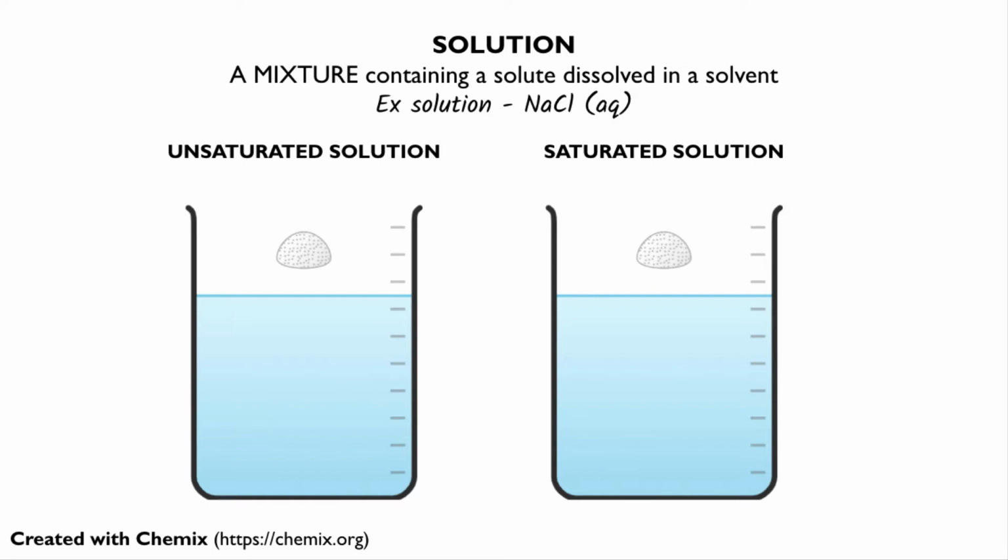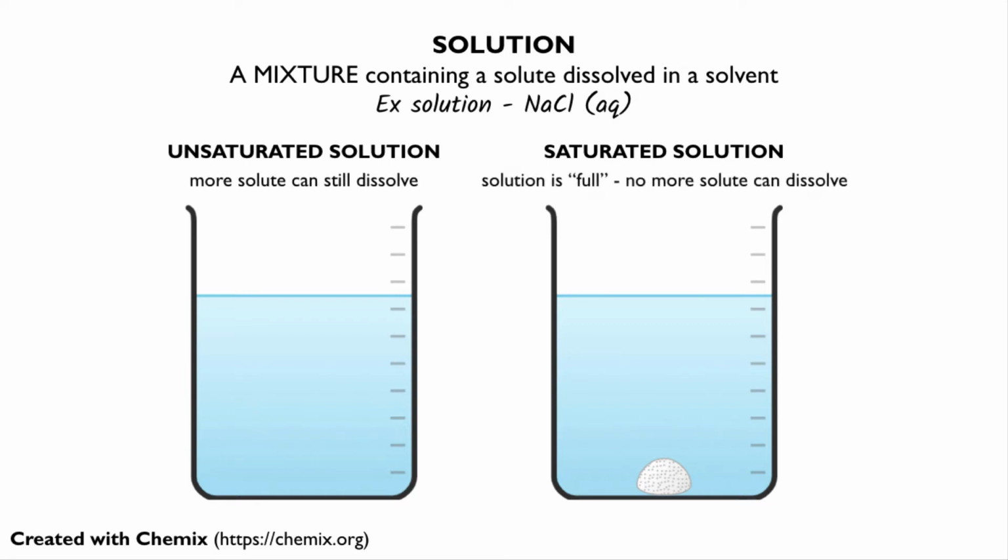In an unsaturated solution, as I add more to the solution, I can still dissolve more of that solute. In a saturated solution, at the point of saturation, the solution is full. I cannot dissolve any more solute. So an unsaturated solution is a solution that still has room for more solute to dissolve. If you're adding sugar to your coffee, you still have room to add more sugar. In a saturated solution, the solution is full. No more solute can dissolve. If you add any more, you're just going to end up with solid at the bottom.